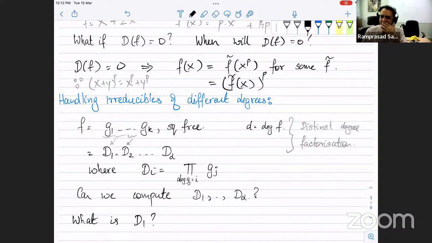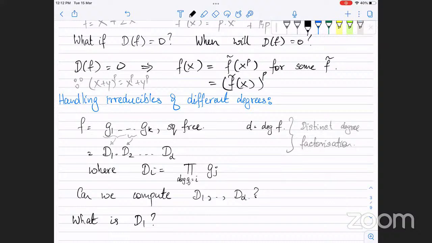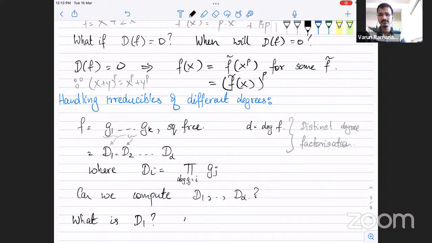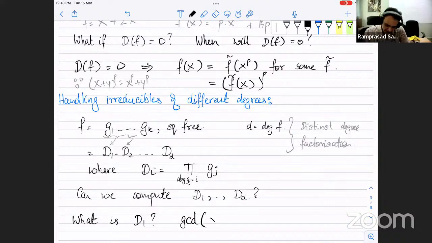Oh, that's x to the p minus x. That's right. So x to the p minus x is a product of all possible x minus alphas, some of which may be factors of f, some of which may not be factors of f. But it just has everything together. Okay, but if you want to extract out only those that happen to be factors of f, what do you do? Take GCD. That's right. So you just do GCD of x to the p minus x with f. And this will basically extract out all possible linear factors that f has.